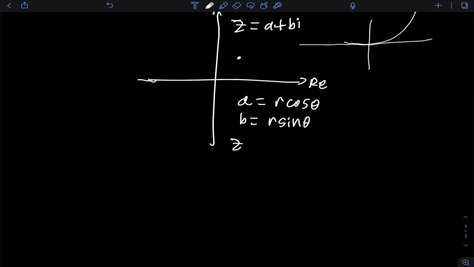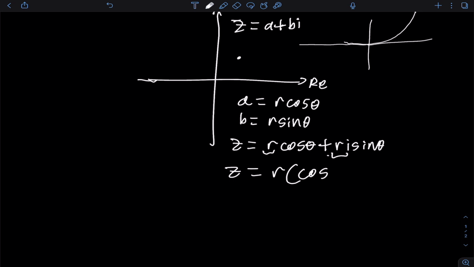So we see that z now is equal to, substituting a, r cosine theta plus bi, and b we can see is r sine theta, and then we have an i, so let's put r i sine theta. Now what we can see here is that we have an r in each term, so we can factor out the r. We see that z is equal to r, and then we have cosine theta plus, and then we still have an i left over, sine theta.